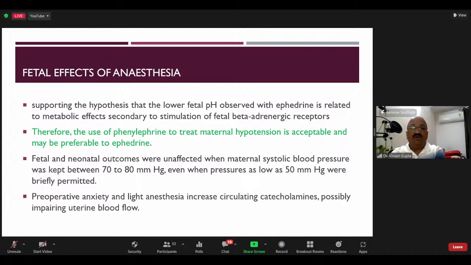Fetal and neonatal outcome were unaffected when maternal systolic blood pressure was kept between 70 to 80 mmHg, even when pressures as low as 50 mmHg were briefly permitted. Preoperative anxiety and light anesthesia increase circulating catecholamine levels, possibly impairing uterine blood flow. So here comes my point, which I started my discussion with: preoperative anxiety, that is very important. If you deal with the preoperative anxiety while counseling the patient, the outcome will always be very good.